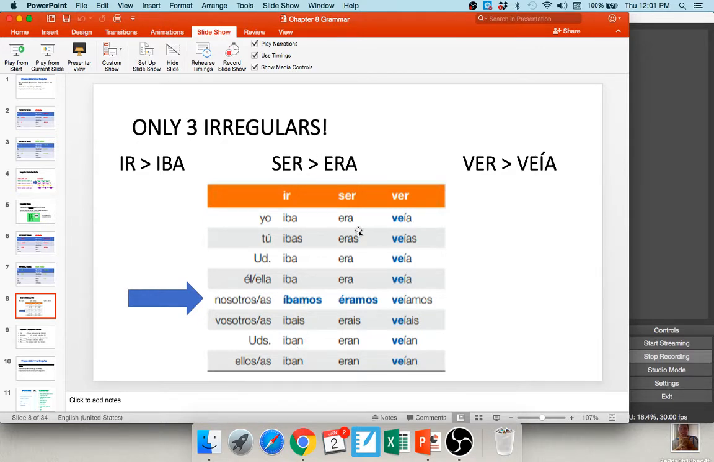Ser becomes era. You can also see a pattern here. Era, eras, era, éramos, erais, and eran. Notice both íbamos and éramos both have accents on the first syllable. Okay, so do not forget those accents. Those are important. These are your only 3 irregulars you have to learn.